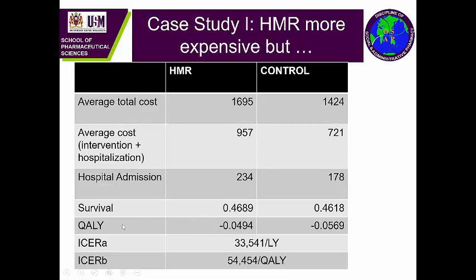When you include quality of life into the benefit, you have a quality term which shows that the HMR group has a slightly better quality of life compared to the control group. So all in all, the cost to gain one benefit with HMR is that we have to pay an extra £54,454 more compared to just using the usual care.